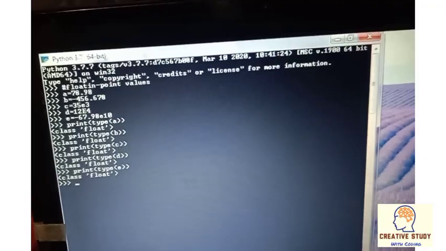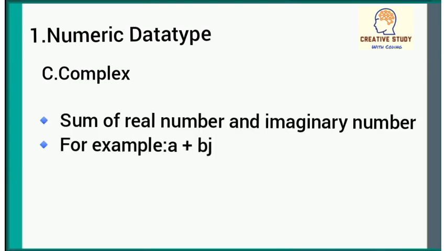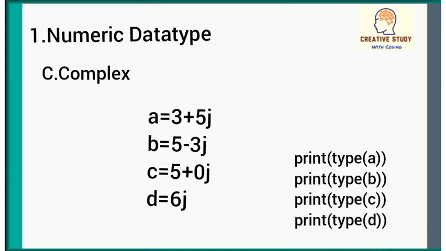Now move on to the next and last numeric type, which is the complex number. A complex number is the sum of a real number and an imaginary number. For example, if A and B are any two real numbers, then any number in the form of A plus Bj is termed a complex number. And these are examples of a complex number. Now let's understand it by executing these, and again we can check their types by using the type function along with the print function.